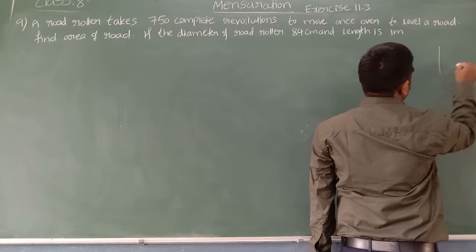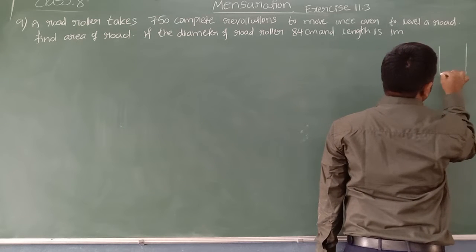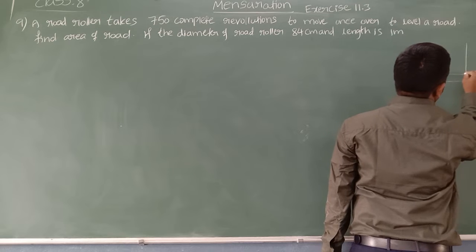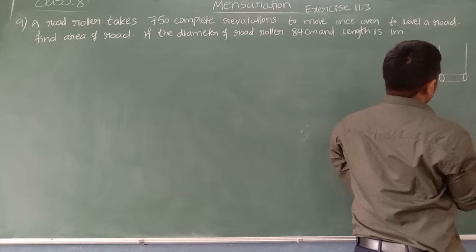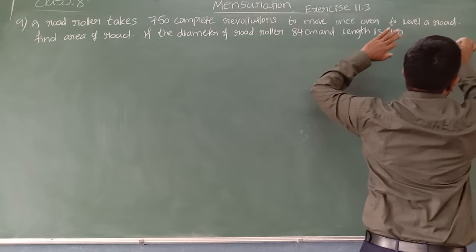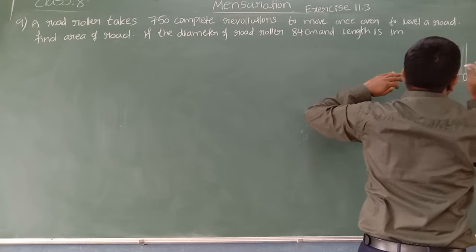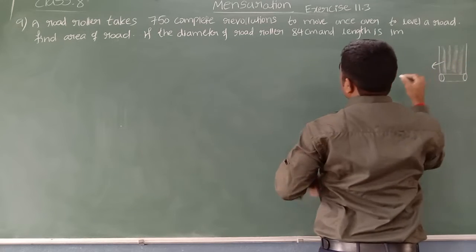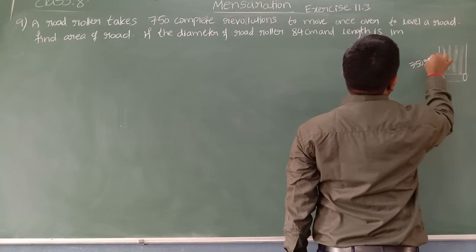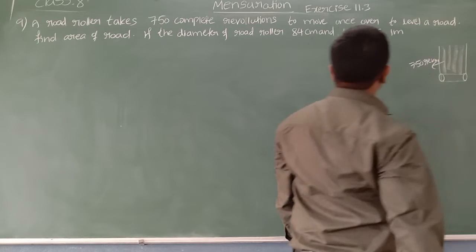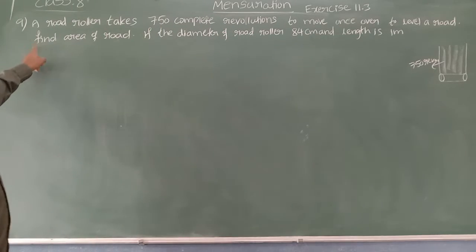So let us take here we have one road. So this is the road roller. You know the shape of the road roller is like a cylinder shape. So to cover this land once, to level this road, how many revolutions is it taking? It is taking 750 revolutions once to level the road. Find the area of the road.